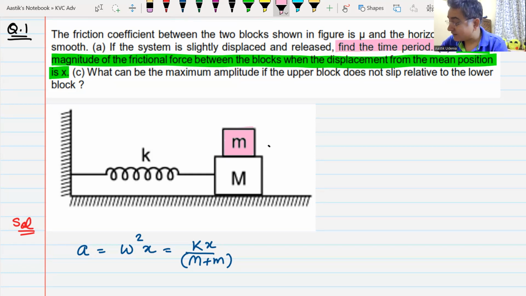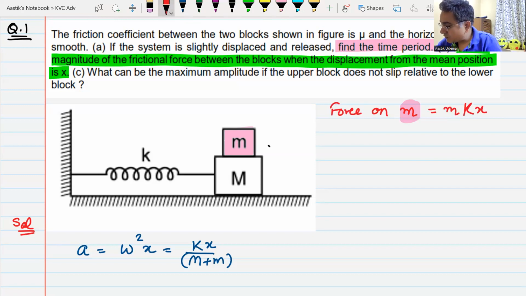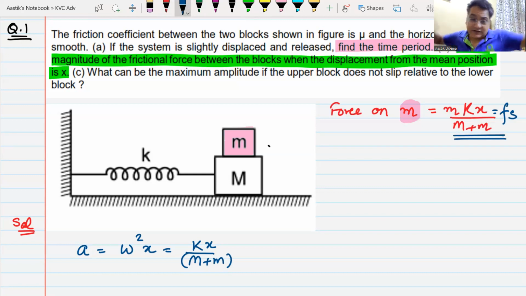If I multiply it by the mass, the force on the upper block of mass m will be equal to how much? Small m into k into x upon capital M plus small m. And who is going to give this force? There is only one thing that can give it this force, and that is the static friction. That is the value of static friction.